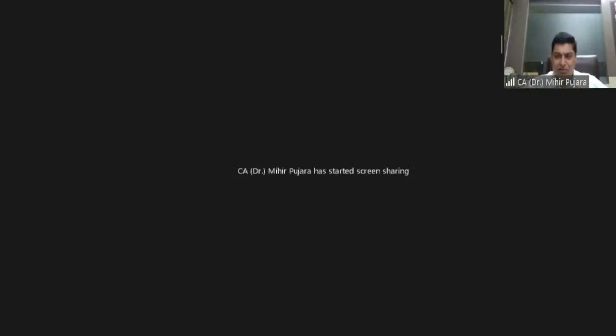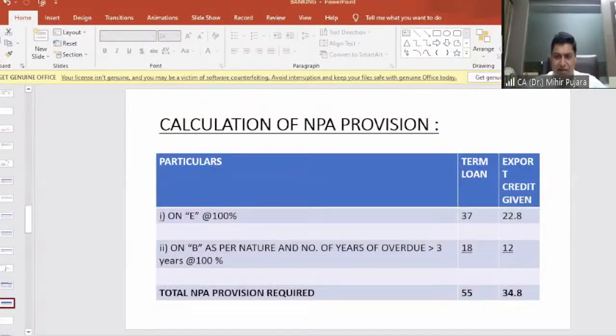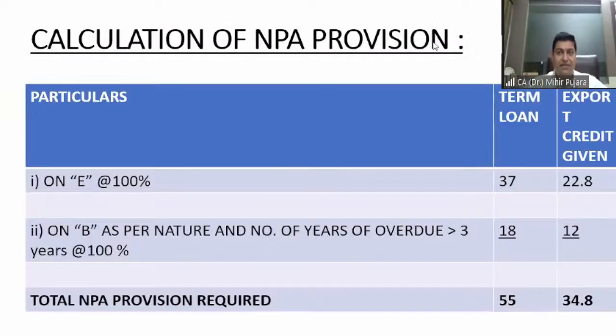And this is the final answer. Almost all are correct, guys. Yes, guys, 55 and 34.8. Sonu, I think now you got the reasons behind this. Perfect.